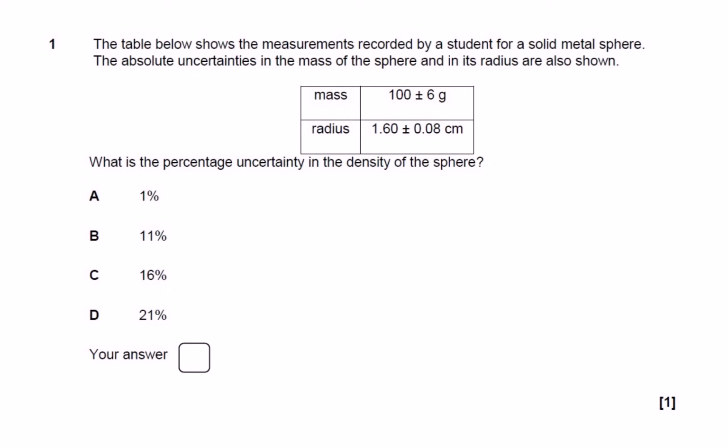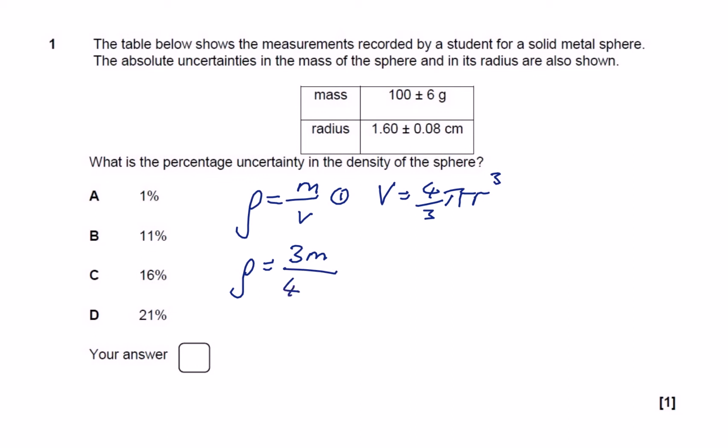So the first thing we need to do is, what is the percentage uncertainty in the density of the sphere? Okay, so the first thing we need to look at is that we know that the density is the mass divided by the volume, and the volume of a sphere, let's call that equation 1, is equal to 4/3 pi r cubed. So therefore the density of our object, we could say, is 3 times the mass divided by 4 pi r cubed.